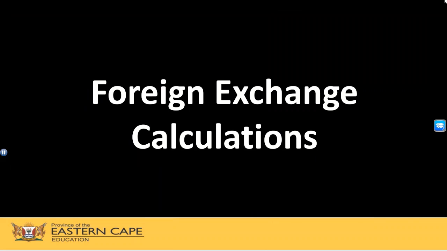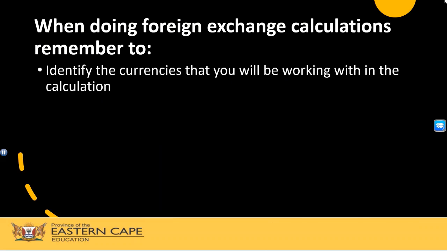Now we're going to take a look at some calculations that we have to do. And the first, before we start with any calculations, I want to go through a number of rules. And you will see as they come up, each slide has a rule and then application of that rule in each case. So the first rule when doing foreign exchange calculations is that you must identify the currencies that you will be working with in the calculation.